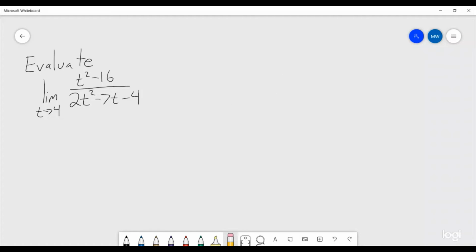So if we have this limit, how are we supposed to do this? Well, because the top and bottom both went to 0, that means we are probably going to want to approach this by trying to factor it. So let's try and factor both the top and the bottom. The top, t squared minus 16, this is the difference of two squares, which means that this factors as t plus 4 times t minus 4. Now the bottom is going to be a little bit trickier to factor.